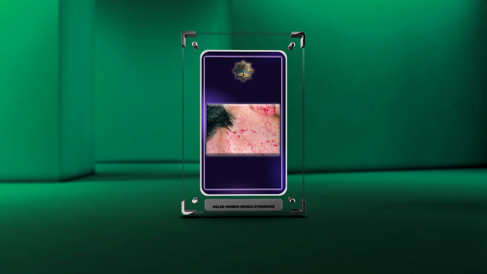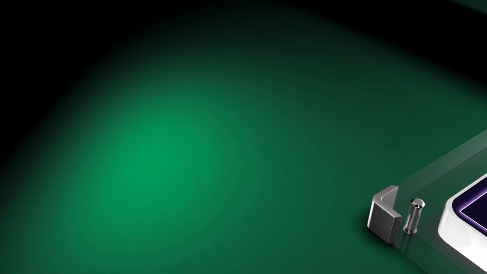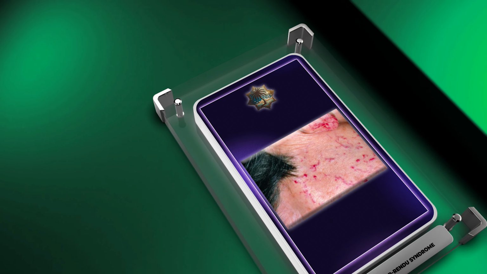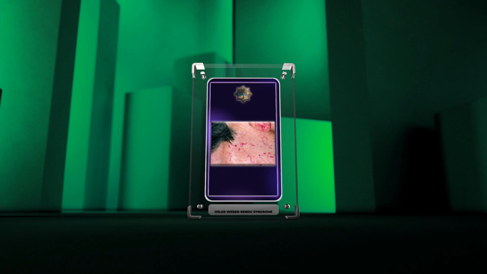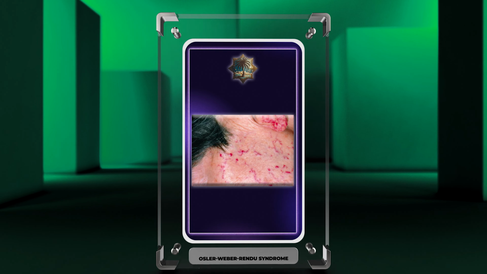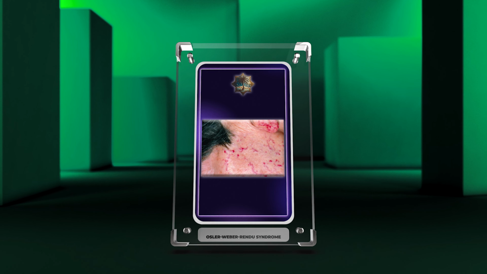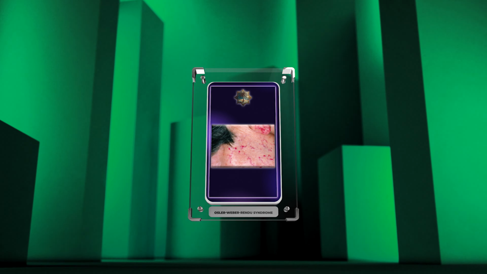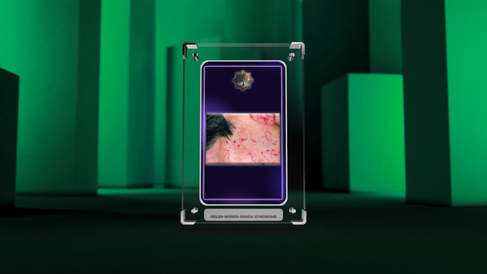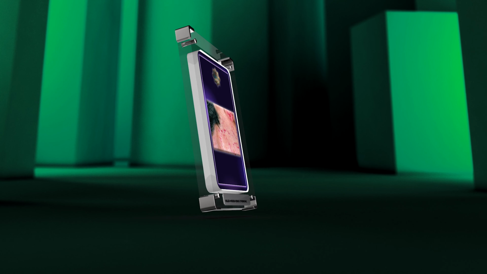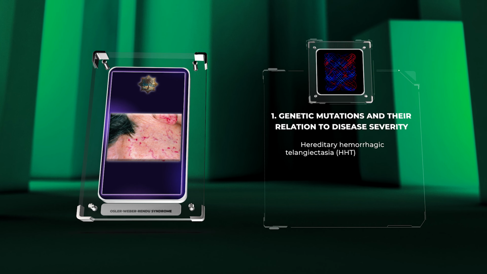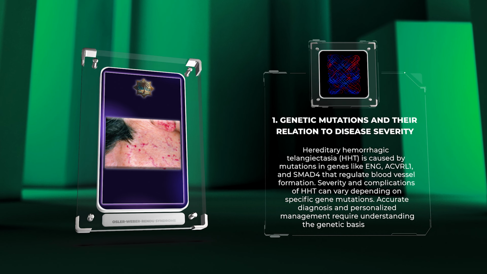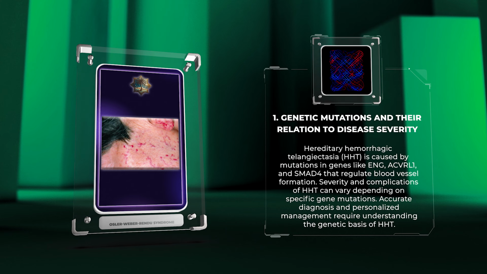Hereditary hemorrhagic telangiectasia, HHT, or Osler-Weber-Rendu syndrome, is a rare genetic disorder characterized by abnormal blood vessel formation in the body. This video will cover various aspects of HHT, discussing its genetic mutations, molecular basis, clinical manifestations, and management strategies.